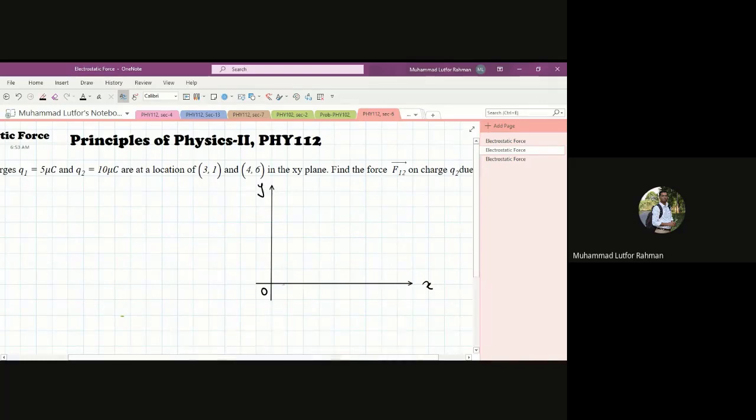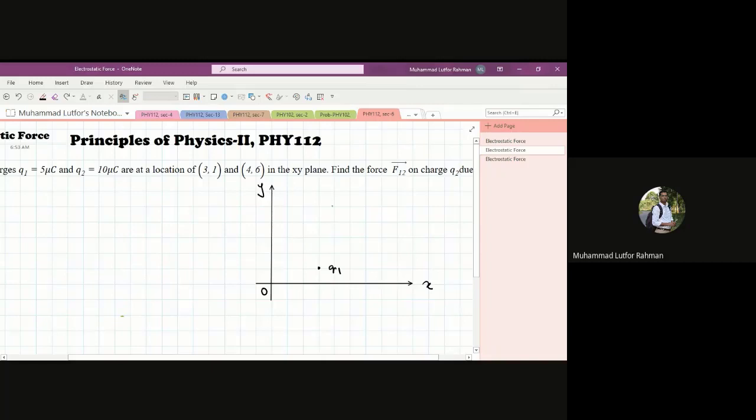I'll draw freehand, it's not exact. Think about it: this is 1, 2, 3, and (3, 1). For simplicity, I choose that one. This is the location of Q1, and Q2 is at (4, 6). This is the 4, then 1, 2, 3, 4, 5, 6. So this is actually that.